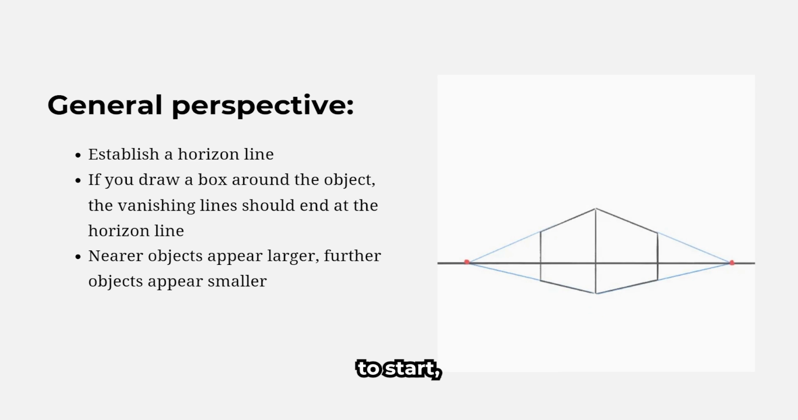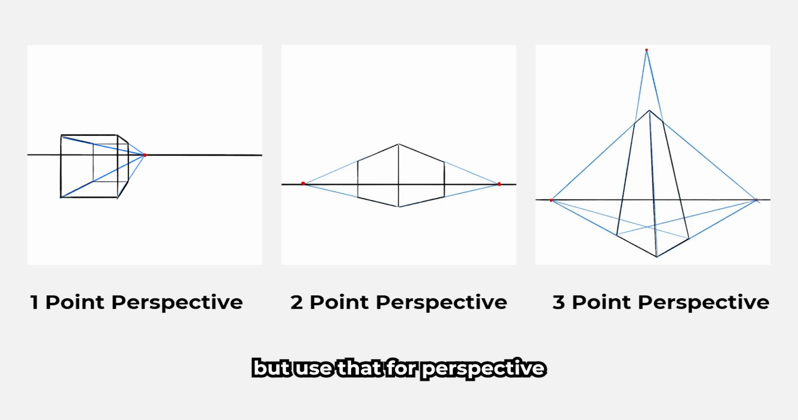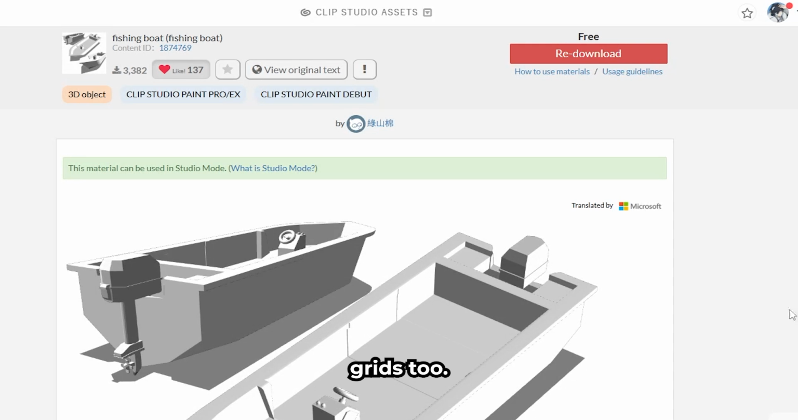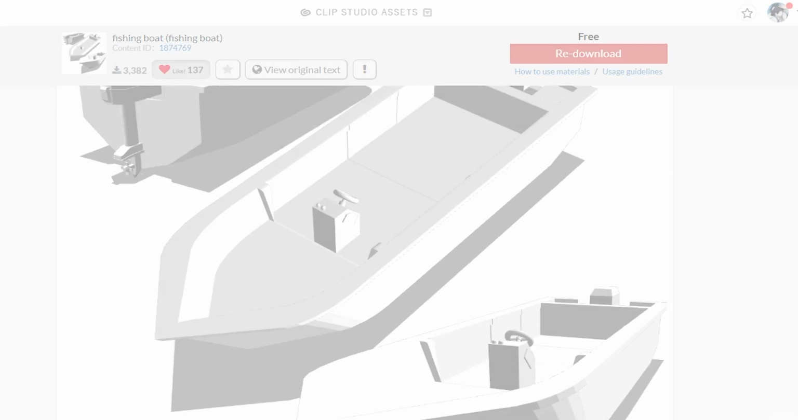If you don't know where at all to start, here's a quick guide to what 1, 2, and 3-point perspective could look like, but also, if you're using Clip Studio Paint, you can use 3D models not only as reference for the drawing itself, but use that for perspective grids too. Here, I'm using the 3D fishing boat model, which I'll link in the description down below.